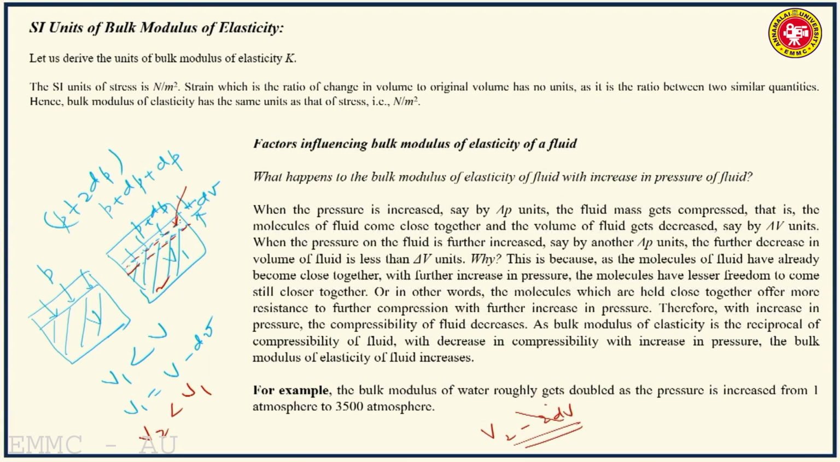Oh, this is wrong. Why? See, initially the pressure was P and the original volume was V. When the pressure was increased to P plus dP, that is, when the pressure was increased by an increment dP, the reduction in volume is dV, that is, the volume becomes V minus dV, that is V1.